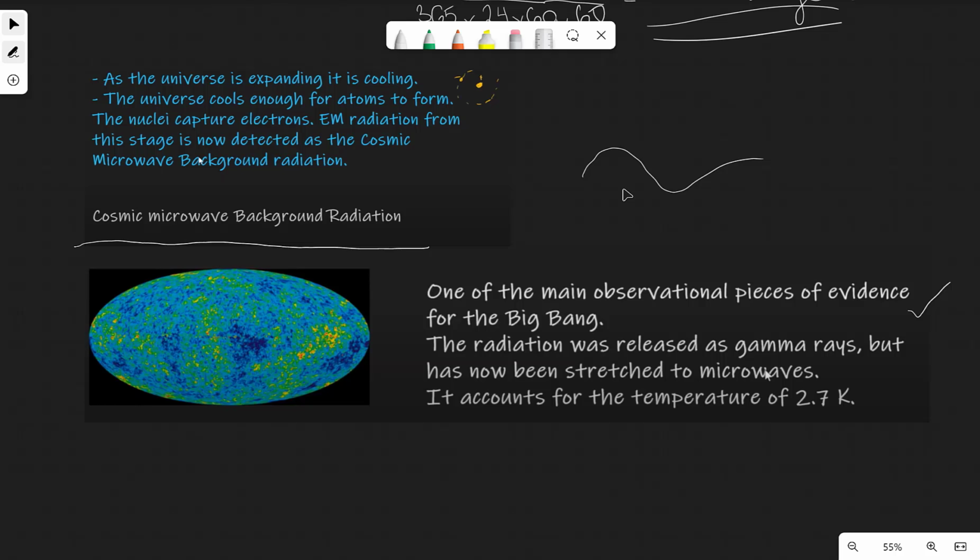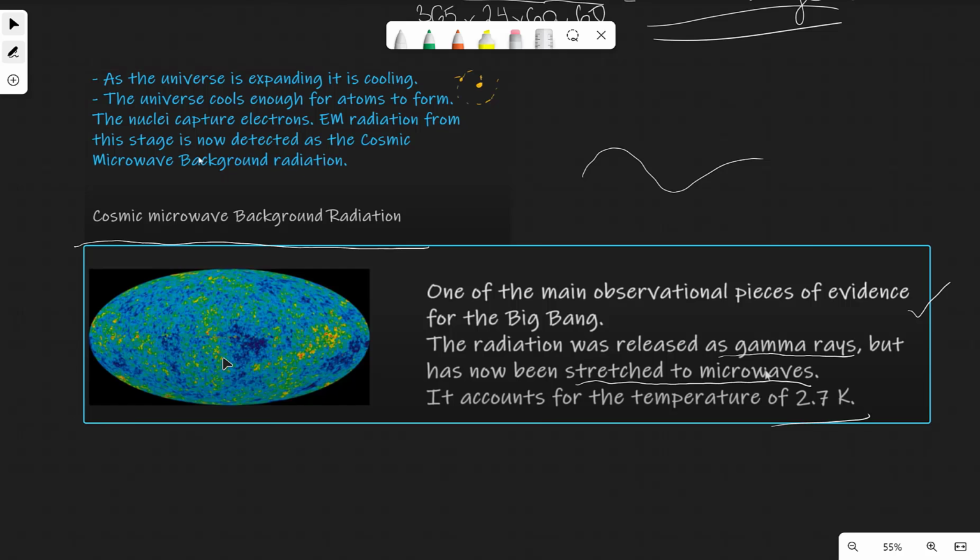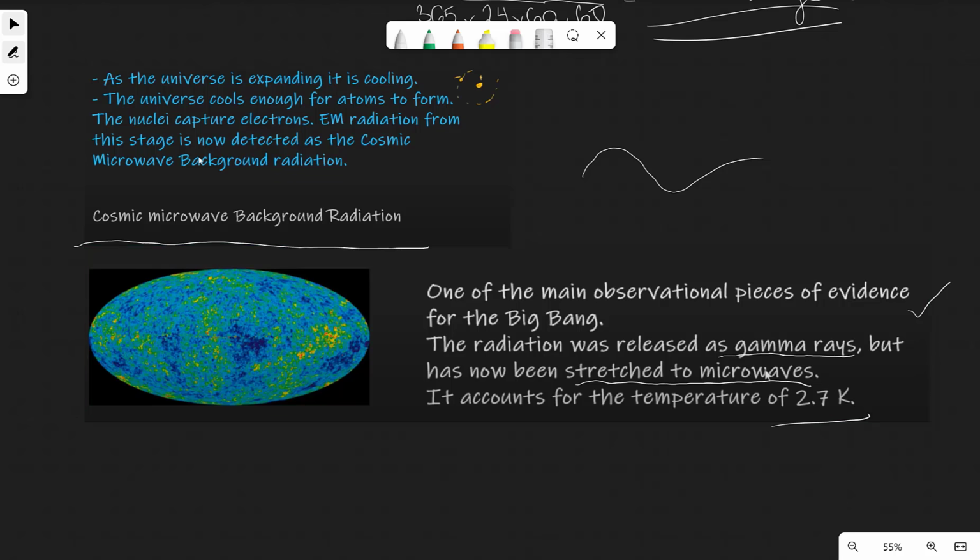And we've measured this and it is one of the big observational pieces of evidence for the Big Bang. So this radiation was initially released as gamma rays, but has now been stretched to microwaves, and it accounts for a temperature of 2.7 Kelvin. Here's a picture from the WMAP Space Telescope of that radiation.